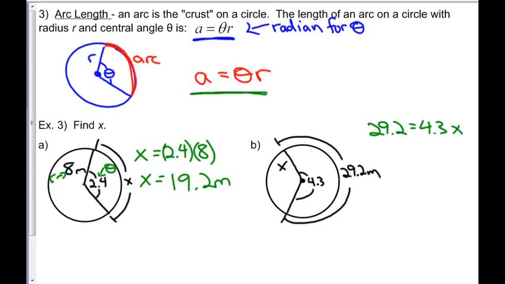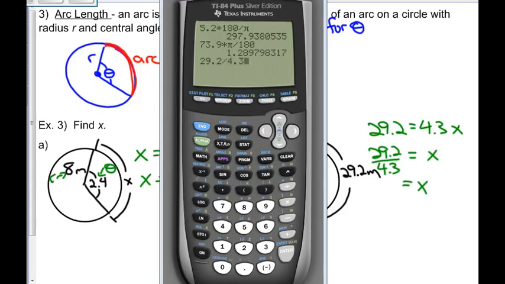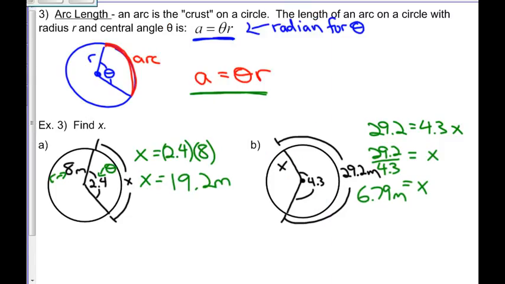Again, we're going to want to go to the calculator. So we'll have x is 29.2 divided by 4.3. And we just check it out on our calculator. I've got it behaving now. So 29.2 divided by 4.3 is 6.79. That's how big the radius of that circle must be. So the unknown could be the arc length, it could be the angle, or it could be the radius.